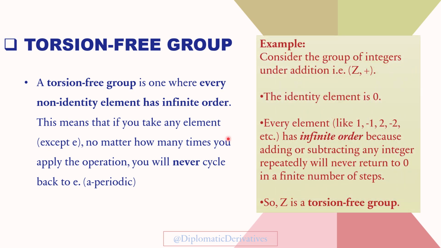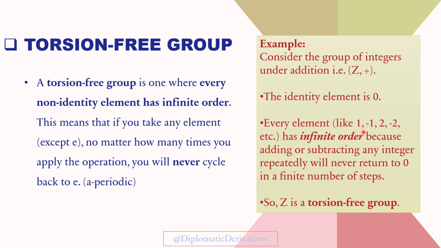Let's take an example. Consider the group of integers under addition, that is Z with the operation of plus. This is not Z plus or Z minus, it's the complete integers group. Therefore we have 0, all the positive numbers, and all the negative numbers extending in infinite directions. Since the operation is addition, the identity element of this group must be 0. Now we take any element. Suppose we take 1, we have to perform the operation and circle back to 0. So you take 1 plus 1 plus 1 plus 1 and so on, and you will never be able to reach 0. Therefore 1 has an infinite order.